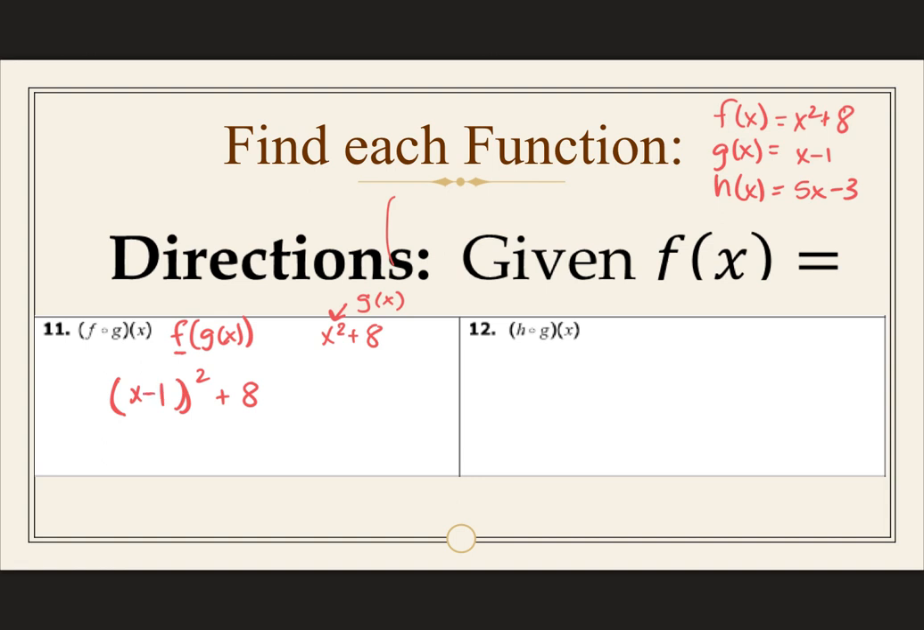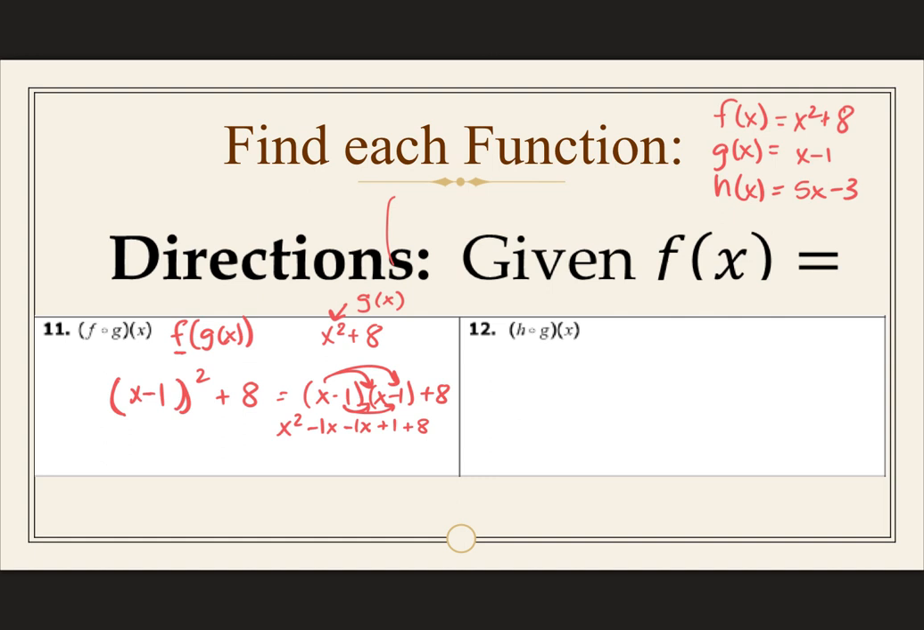And then from there, we have to work that out. So we're really going to do x minus 1 times x minus 1, and then plus 8. I'm going to do my normal distribution. So x times x is x squared. X times negative 1 is negative 1x. Negative 1 times x is another negative 1x. And negative 1 times negative 1 is positive 1. And then we're going to bring down the plus 8.